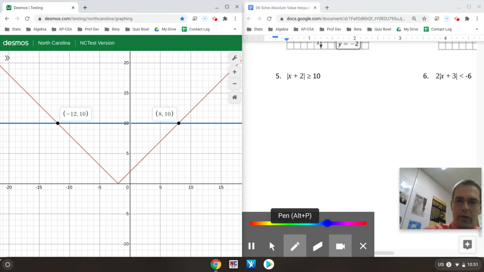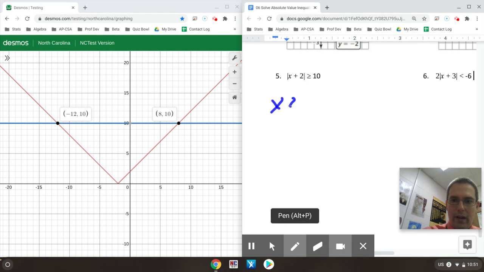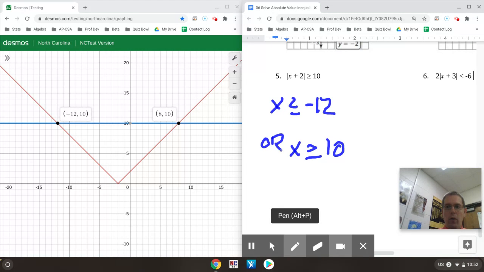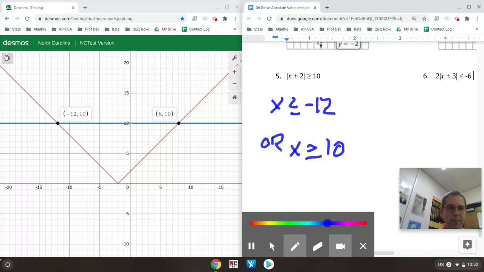This part over on the left-hand side would be the x values that are less than or equal to negative 12. The part on the other side would be the x values that are greater than or equal to positive 10. Once again, the reason that is a greater than or equal to is because the original is a greater than or equal to, and on those graphs, those technically would be closed circles. So this is an or. Anytime you have two pieces, it's an or. We're going to go ahead and try number 6.